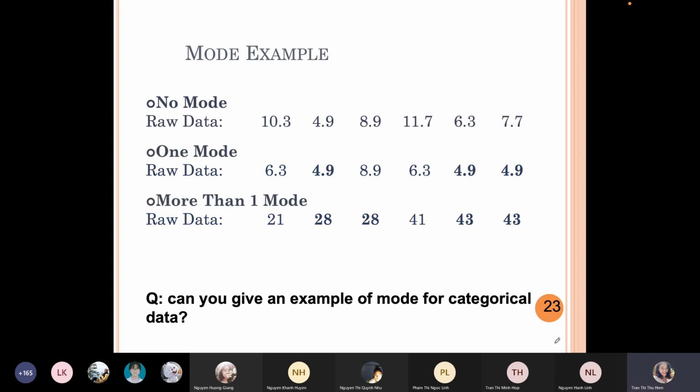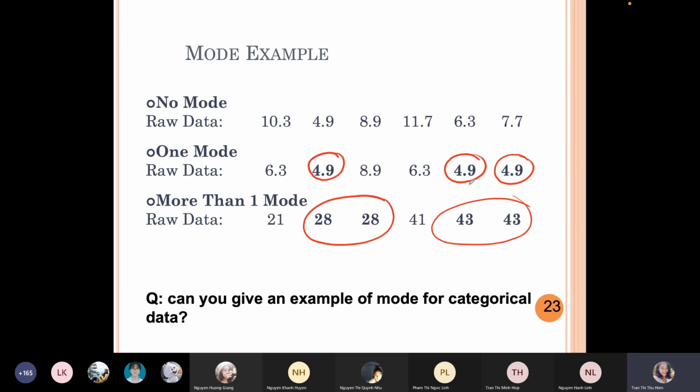Okay, so we have 3 examples here. For the first data set, we know there is no mode, right? No mode because each value appears only 1 time. But for the second data set, this is 4.9, right? It appears 3 times. So this is the mode for the second data set. And for the third one, it is 28 and 43. So sometimes no mode, sometimes we have more than 1.